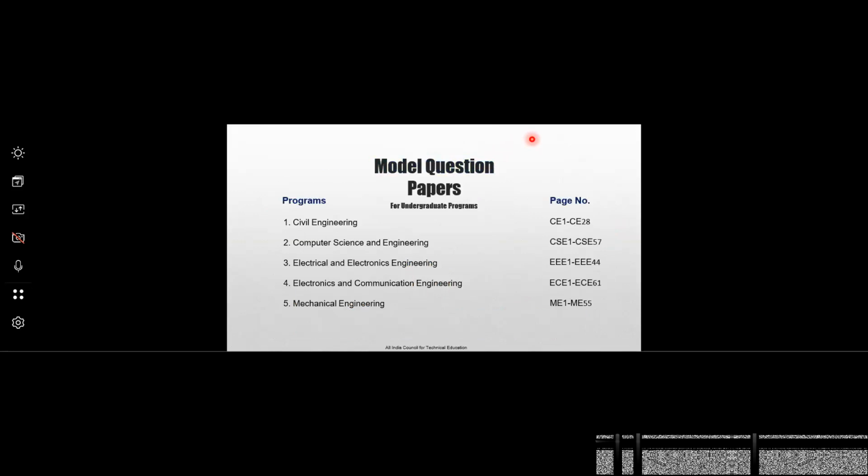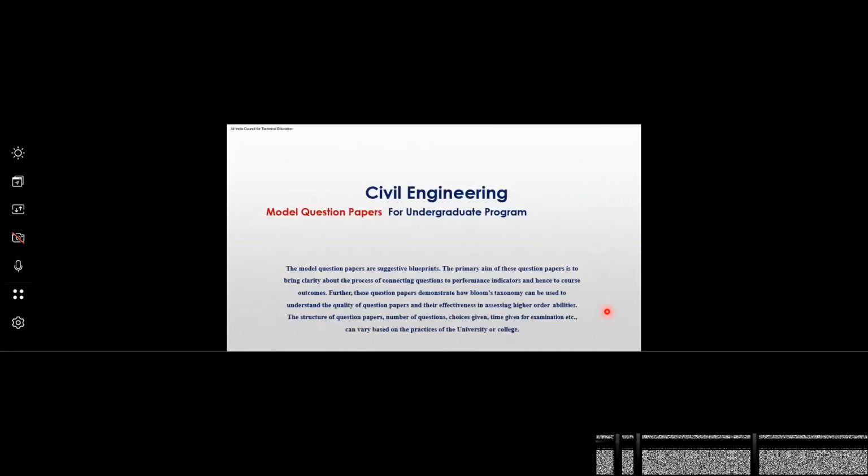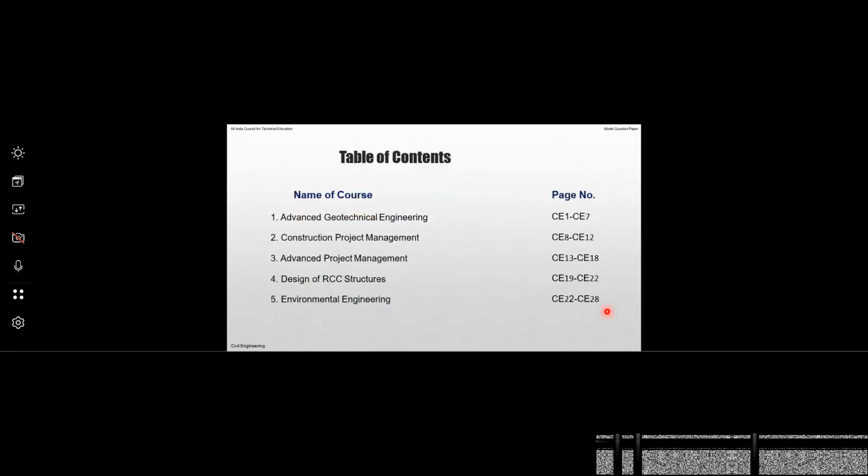See, these are the model question papers. All these 5 are there, and fortunately, we have these 5 branches of engineering. You can take inputs from these model question papers. Let us understand how these question papers are framed, and let us understand how the CO-PO mapping is done. Okay, next slide, please. In civil engineering, this is a model question paper for undergraduate program.